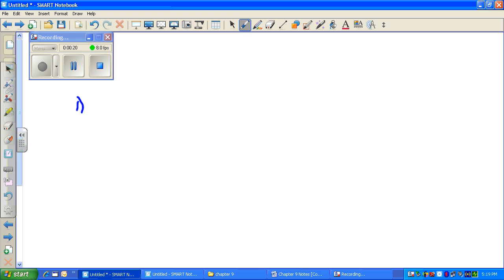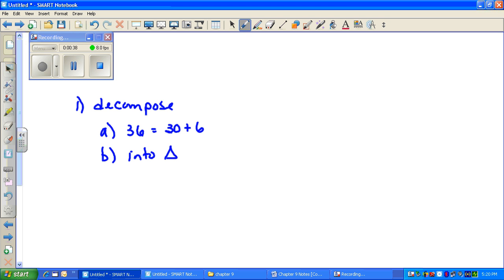The first way is that we can decompose. And we can decompose, for example, numbers, such as 36. We'd like to look at that as 30 plus 6. And we can decompose shapes into triangles. This is exactly what you did when you had the polygons and you were finding the sum of the interior angles and exterior angles. So we really did this when we had polygons.